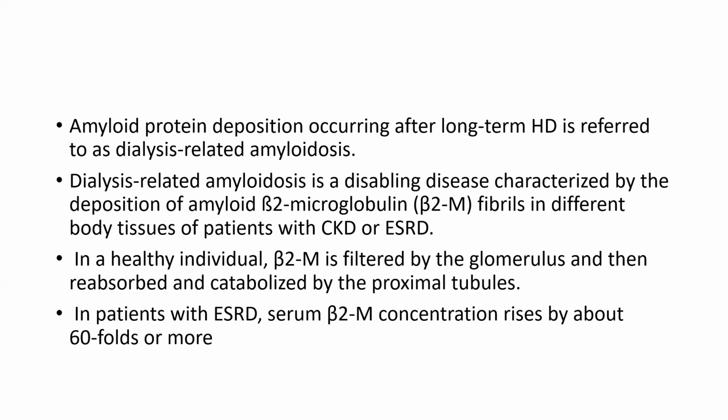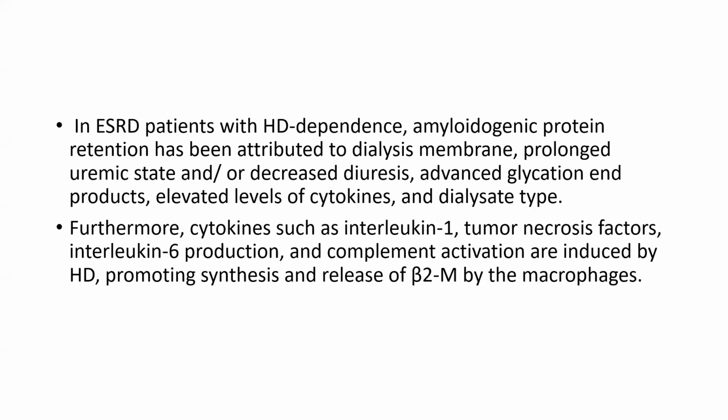In a healthy individual, beta 2 microglobulin is filtered by the glomerulus and then reabsorbed and catabolized by the proximal tubule. In patients with end-stage renal disease, the serum beta 2 microglobulin concentration rises by about 60 folds or more. In end-stage renal disease with HD dependence, amyloidogenic protein retention has been attributed to dialysis membrane, prolonged uremic state, decreased diuresis, advanced glycation end products, elevated levels of cytokines, and dialysate type. Furthermore, cytokines such as interleukin-1, tumor necrosis factor, interleukin-6 production, and complement activation are induced by HD, promoting synthesis and release of beta 2 microglobulin by macrophages.